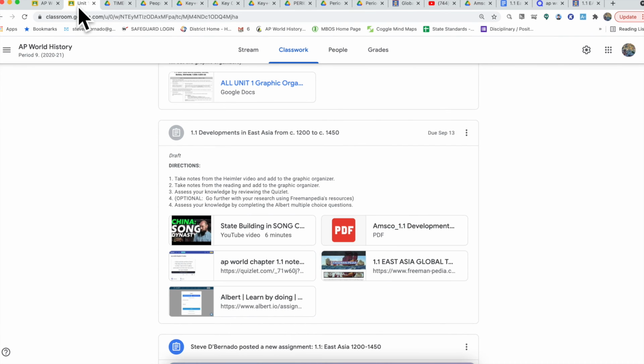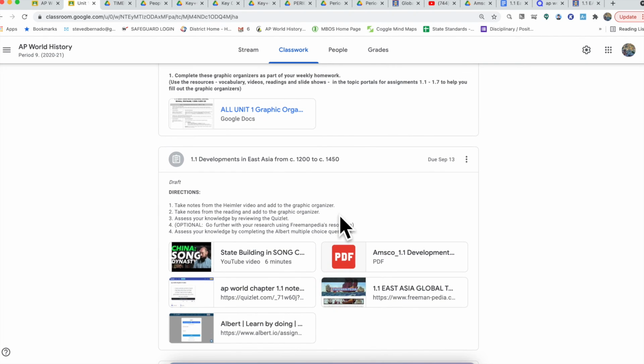Okay, so this is how you complete one topic section of a unit for homework. When you're done with all the topics of the graphic organizers in Google Classroom, you click Turn In and you turn in your graphic organizer, and that's where I take a look for completion to grade your homework.